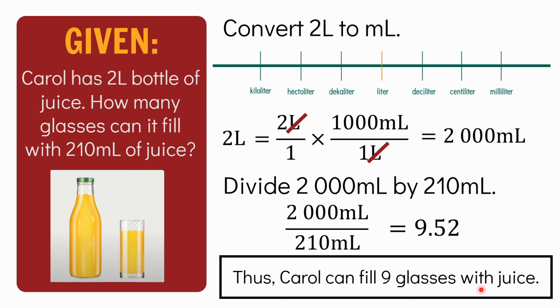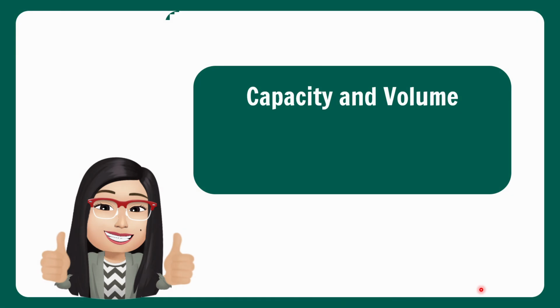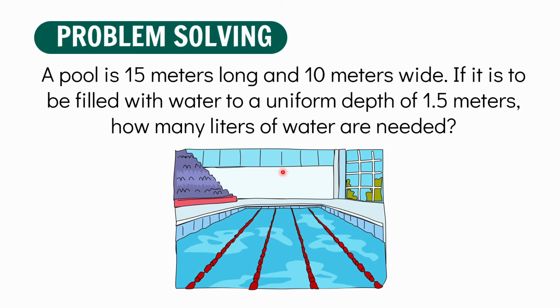Between capacity and volume, the unit of measurement that is more often used is liter than the cubic meter. Since capacity and volume are connected to each other, did you know that 1000 cubic centimeter is equal to 1 liter? So let's try some problem that involves both capacity and volume. This is the problem. A pool is 15 meters long and 10 meters wide. If it is filled with water to a uniform depth of 1.5 meters, how many liters of water are needed?